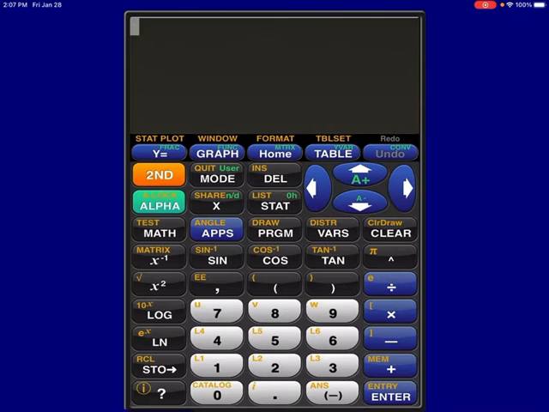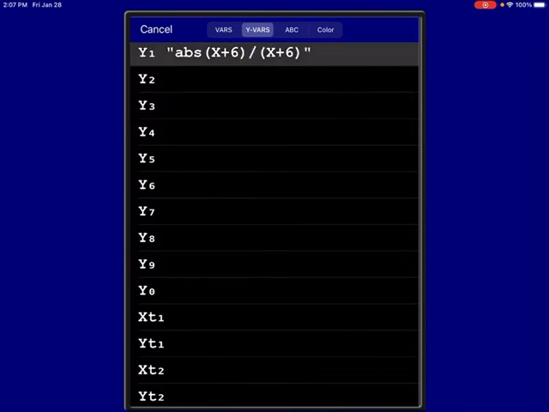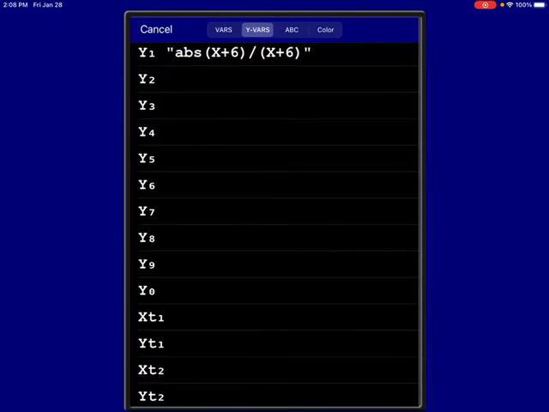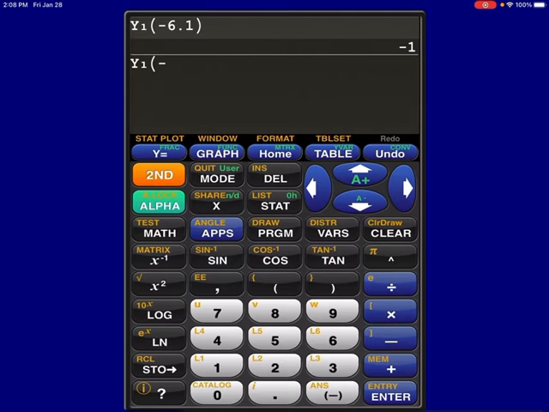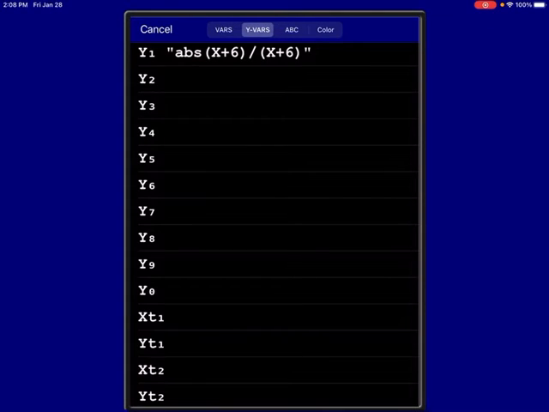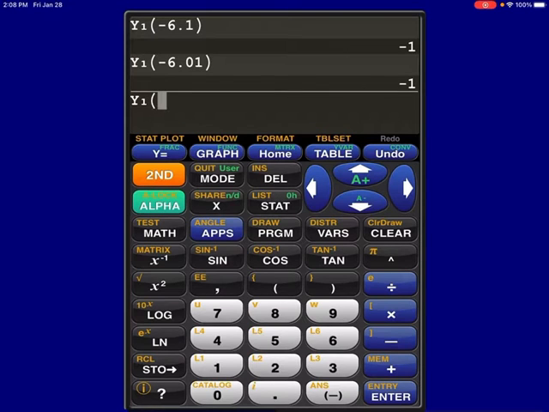Let's quit this. Okay, let's go to vars, let's go to y. Let's do this one. So we're approaching -6 from the left, right? So we might want to do numbers like, say, -6.1. Enter, let's see. So I'm coming up with a -1, right? Let's try something like -6.01, -1, right? So as I'm doing this here, you can see that that's the value that I'm coming up with, right?